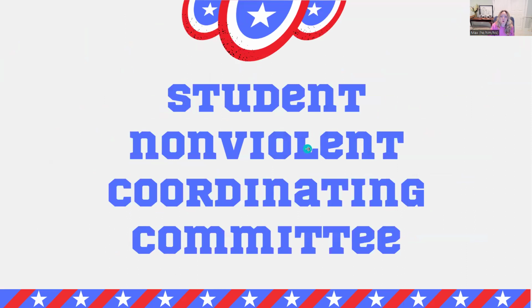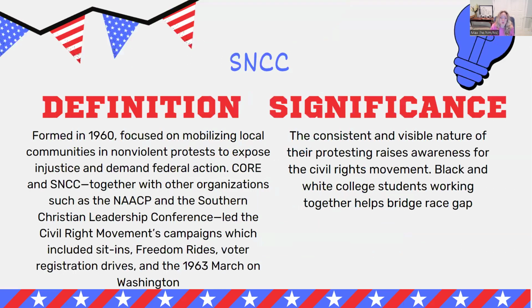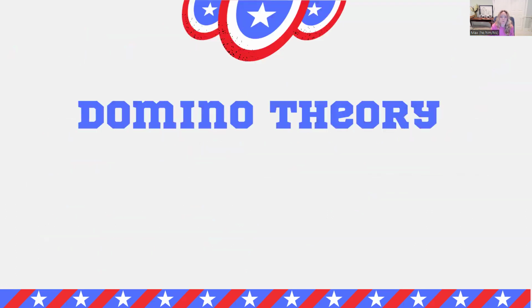Student Nonviolent Coordinating Committee, or SNCC. Formed in the 1960s, it focused on mobilizing local communities, especially college students, to protest racial injustices. CORE and SNCC work closely together along with the NAACP and the SCLC in the civil rights movement. And they are involved in sit-ins, freedom rides, voter registration drives, and the March on Washington. So this consistent and visible nature of their protests raises awareness for the civil rights movement. And visible meaning it's televised, a lot of these things. Black and white college students working together also helps bridge the racial gap.